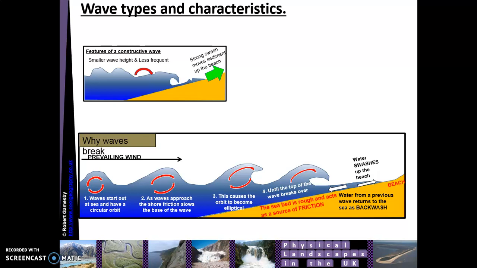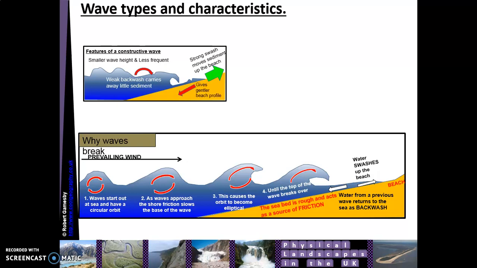Because if you think about deposition, and that's what's needed to create a beach, you need low energy conditions. So you need these gentle waves. The backwash is very, very weak on these waves. There's still a little bit of backwash, but it's very, very weak. So not a lot of material is taken back off the beach.